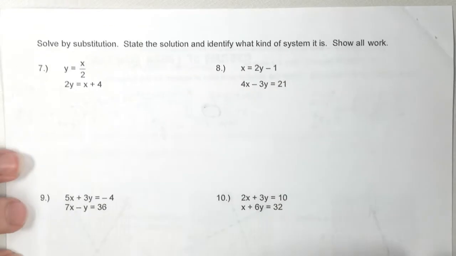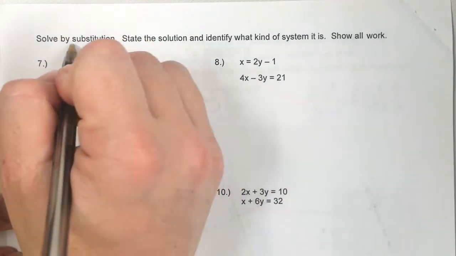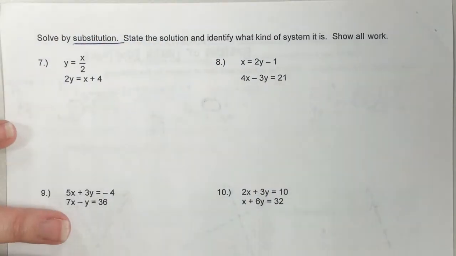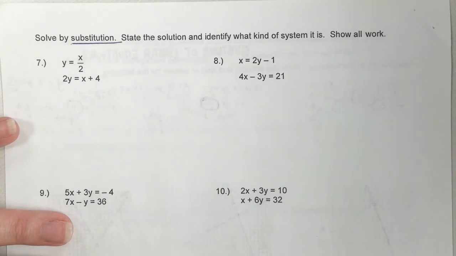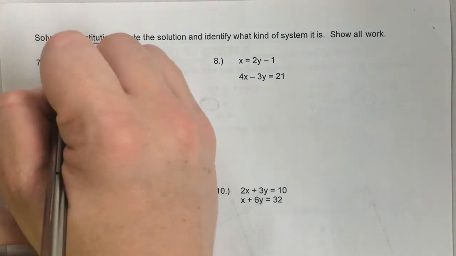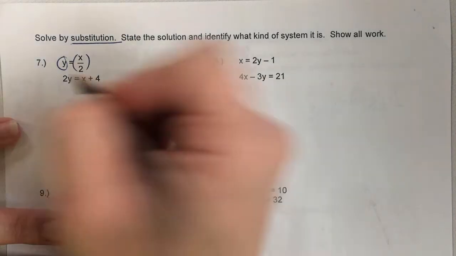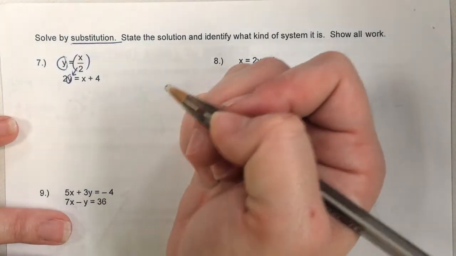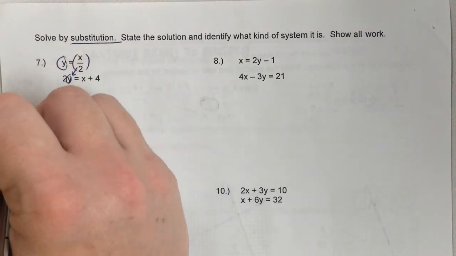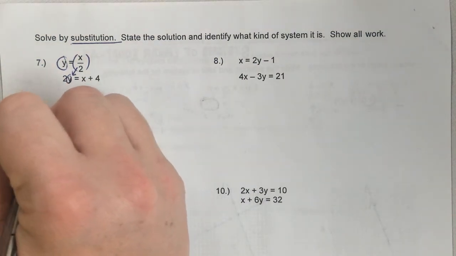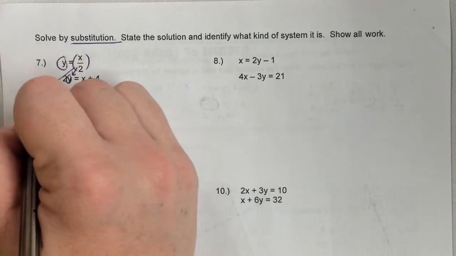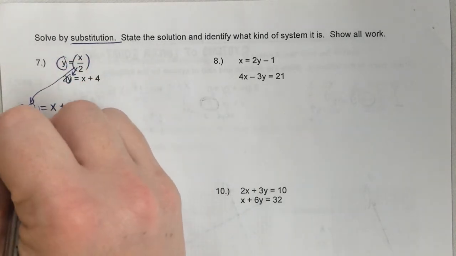So now, number 7, 8, 9, and 10 say to do substitution, to practice substitution. So that's what we're going to practice. So remember, on substitution, you want something that has a variable already alone. So this has y alone that equals x over 2. So in the other equation, I can replace y with x over 2 and solve. So I'm going to do that. And instead of y, I'm going to plug in this x over 2.